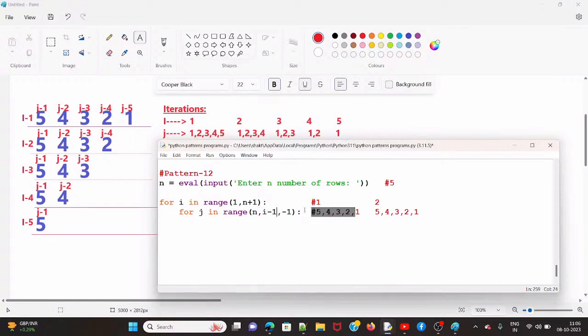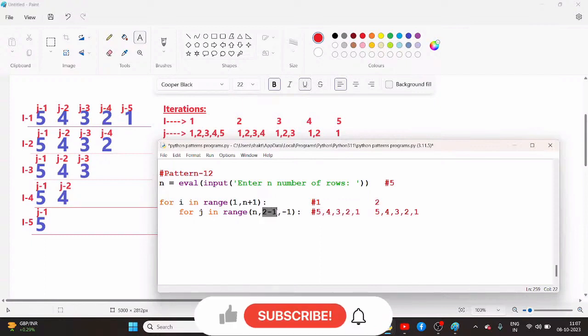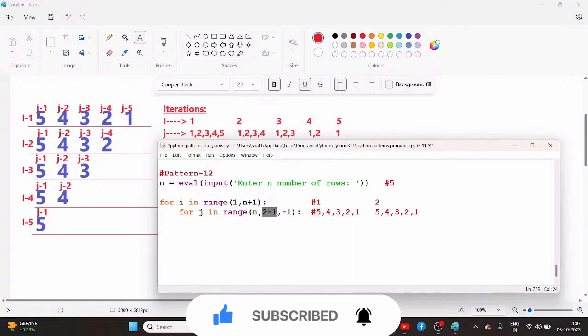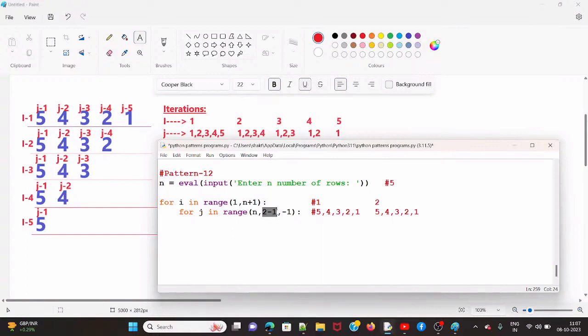First time working. And second time, what's the i value? 2. So 2 minus 1, how much now? 1. So 1 before how much now? Up to 2 will come. So 2 minus 1 means 1 actual. So 5 to 1 means 1 before 2 is there, so 5 to 2 will come. Yes, success, guys. Correct. Next, i minus 1.